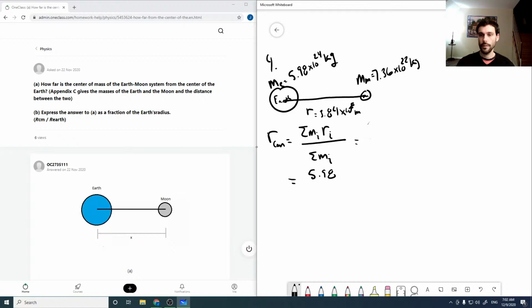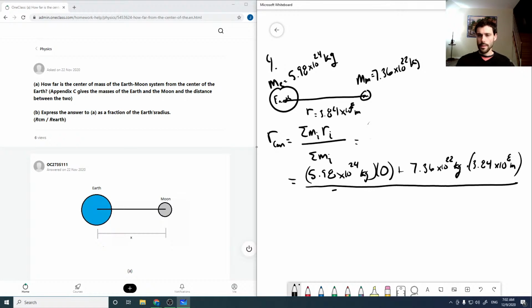So 5.98 times 10 to the 24 times 0 because it's at the origin, plus 7.36 times 10 to the 22 kilograms times this 3.84 times 10 to the 8 meters. And then that's all divided by the sum of the masses, so 5.98 times 10 to the 24 plus 7.36 times 10 to the 22. And so we can run this through on our calculator. This term is obviously going to 0. And so our center of mass is equal to 4.669 times 10 to the 6 meters.